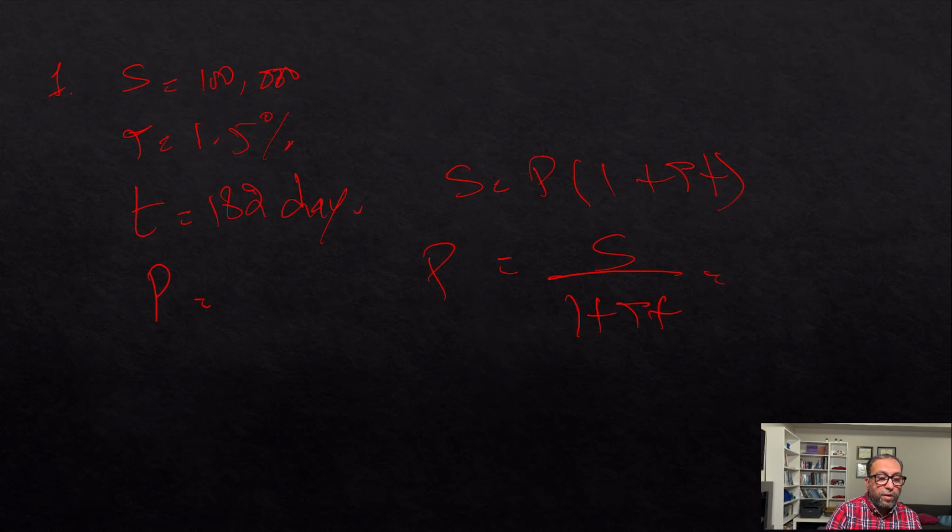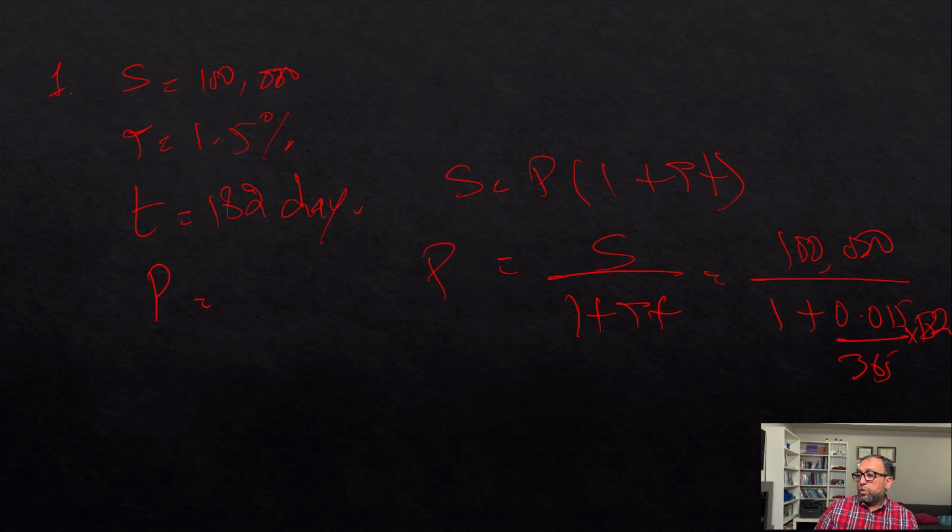So we can divide this $100,000 by 1 plus 0.015 over 365 into 182. So overall we can say that 99,257.61 is going to be the price of this bond.